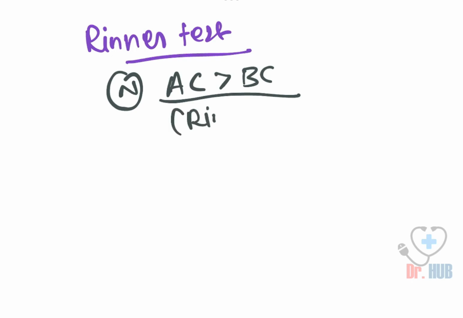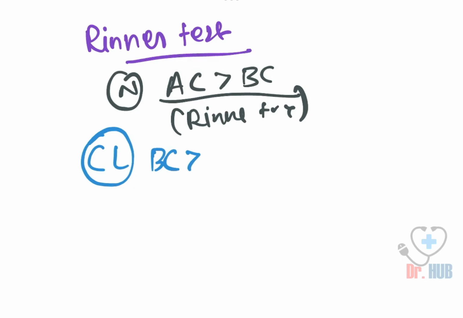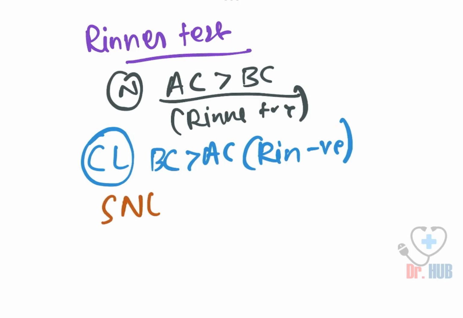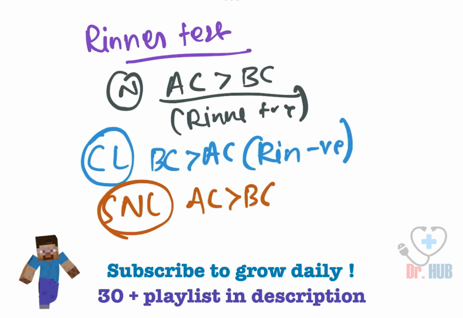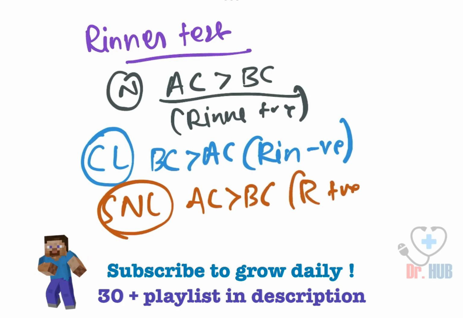If the AC is greater than the BC, it is Rinne's positive. Next, the conductive loss: in case of the conductive loss, the BC is greater than the AC. It is Rinne's negative. Next, the sensory neural loss: in case of the sensory neural loss, the AC is greater than the BC. It is Rinne's positive.